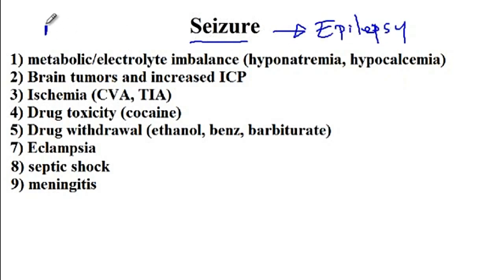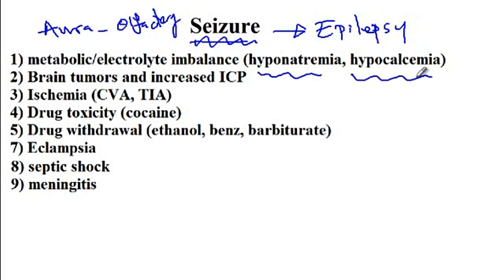And so these patients may present with an aura, which is usually an olfactory sensation, like for instance, smell of a burnt plastic, before they develop seizures. So common causes of seizures include metabolic or electrolyte imbalances, like for instance, hyponatremia or hypocalcemia. Brain tumors with elevated intracranial pressure is another cause of seizures.